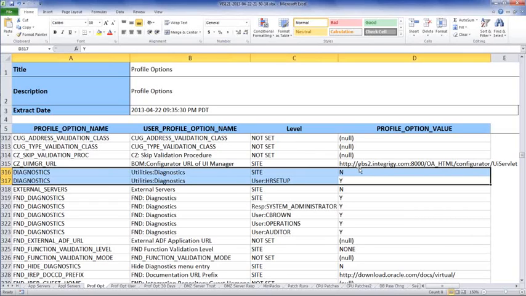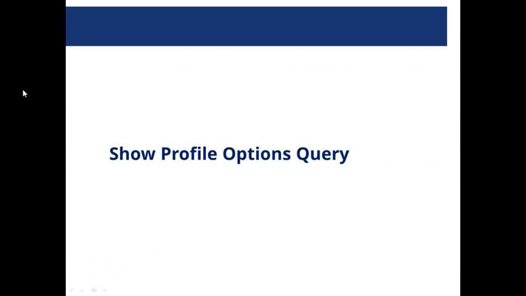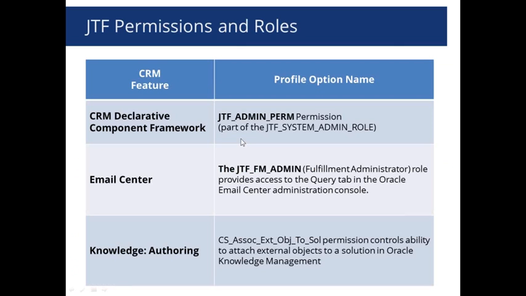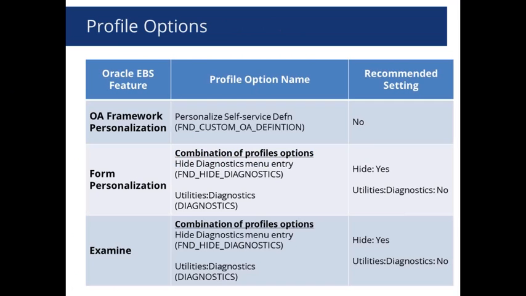Often it's set right at the site level, but typically there are maybe 20, 30 users who actually have it set at the user level. So that's the profile option. When we look at the profile options, you need to make sure that these values are set. It's recommended that you hide the diagnostics menu entry as well as disable the diagnostics. So there are really two profile options that work in conjunction together.